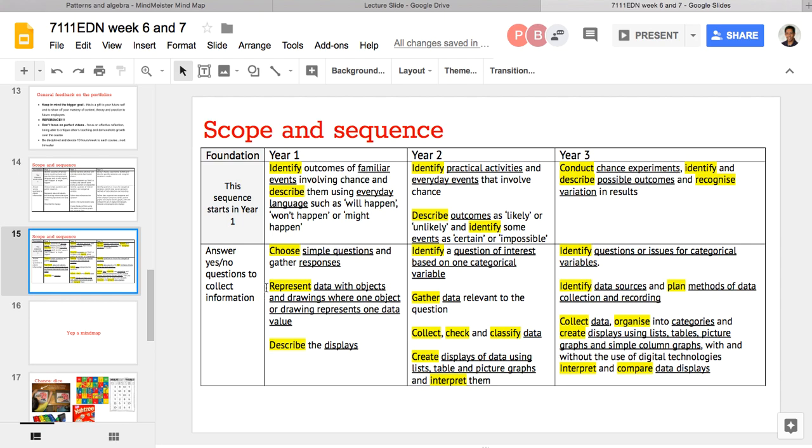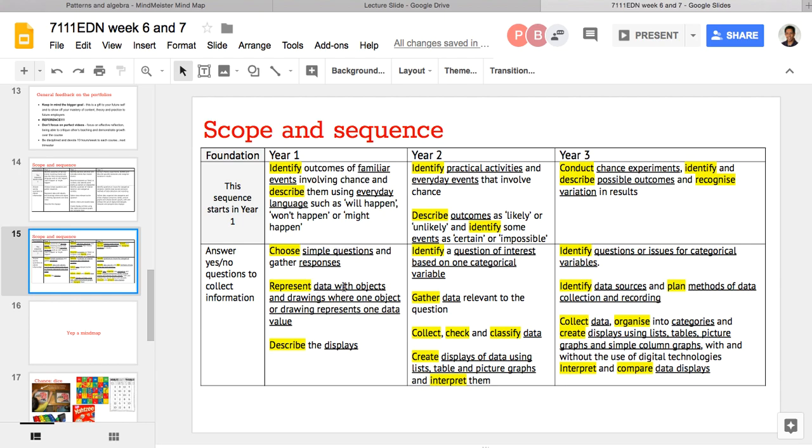Let's look at the statistics now, and you should see that constructivist notion again. So we're starting off with simple questions, and students are actually going out and gathering responses. Okay? So it might be, what's your favorite ice cream? Or what's your favorite color? Who's your favorite NRL team? What sports did you watch on TV for the Commonwealth Games, and so forth? So simple questions requiring responses.